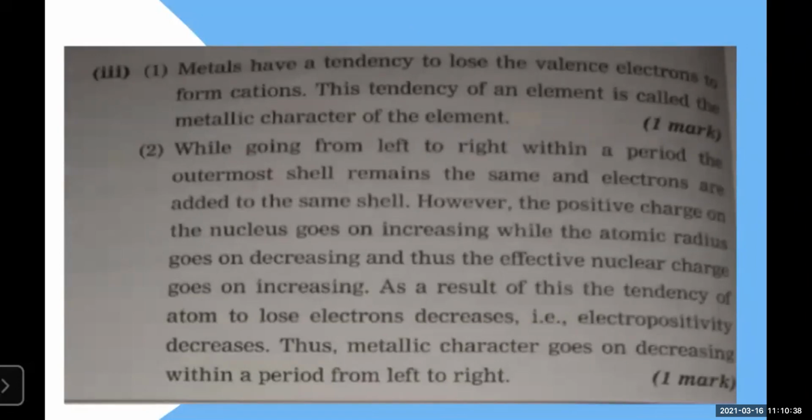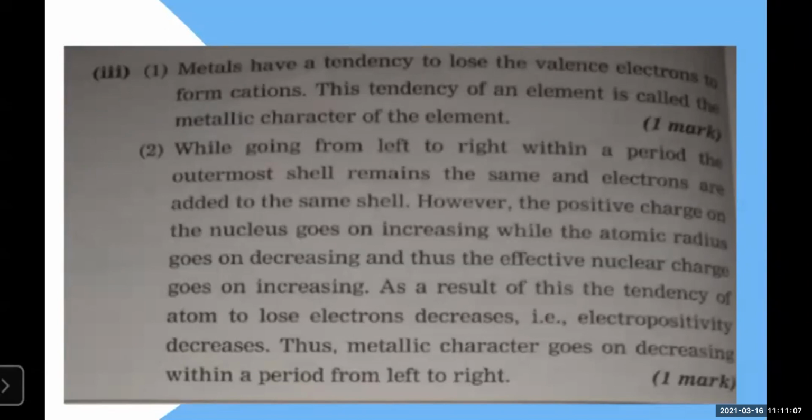You should know that all metals, whether sodium, potassium or calcium, have a tendency to give away, to lose electrons. After losing electrons, they become cations. This tendency of an element is called the metallic character. If they are losing the valence electron, that is the metallic character they have.